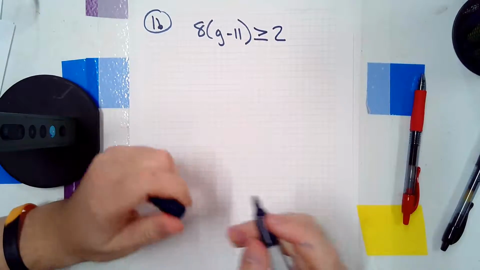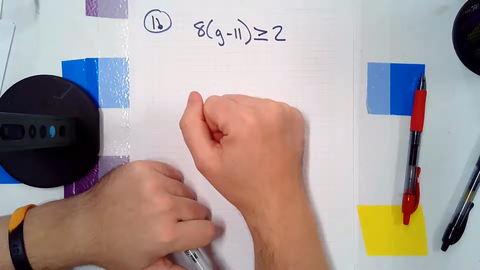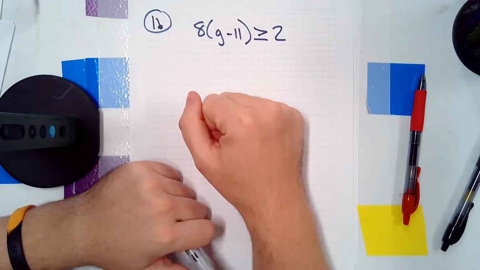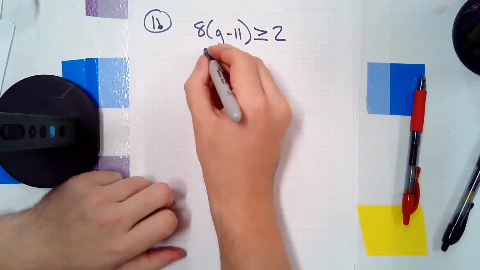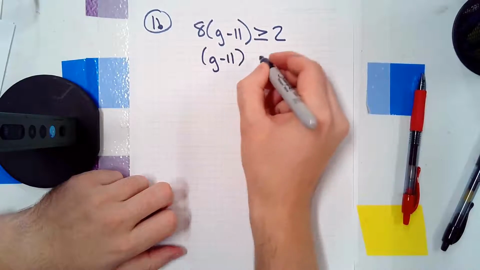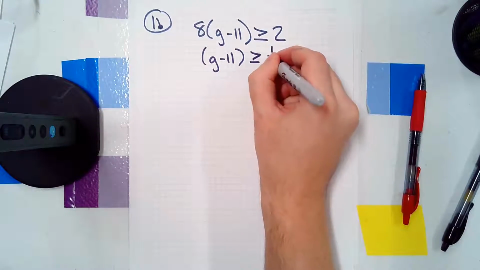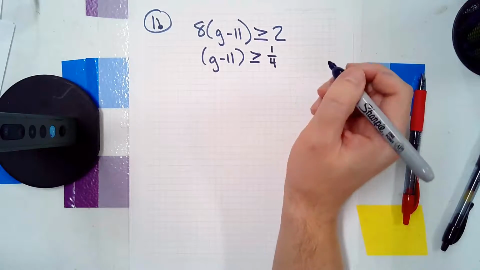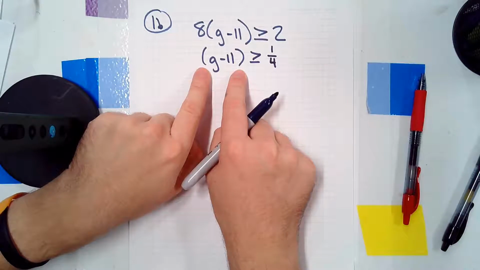Okay, cool. So a couple ways to do this. One, that's 8 times something, right? So we can divide by 8. Right, it's 8 times something. Let's divide everything by 8. So we get G minus 11 in here. What's 2 divided by 8? A quarter, right? Do we need those parentheses now? No. That's one way to do it.